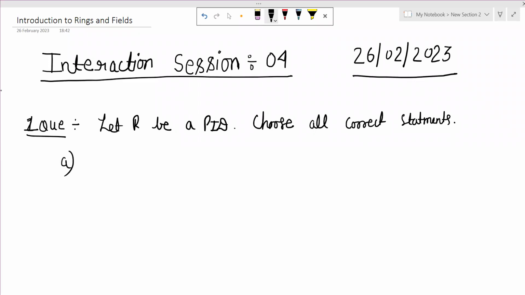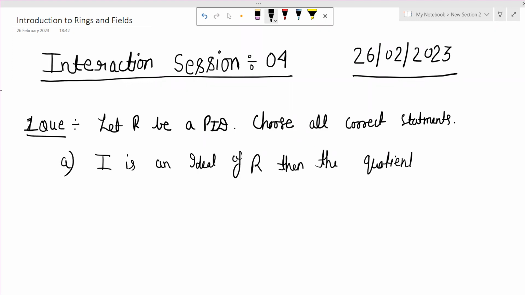If I is an ideal of R, then the quotient ring R mod I is a PID. So is this true or not? Tell me. Someone can reply. If I is an ideal of R, then the quotient ring R mod I is a PID or not? If yes, then give me a proof. If not, then give me a counter example. Sarang, do you have any idea how we will proceed?